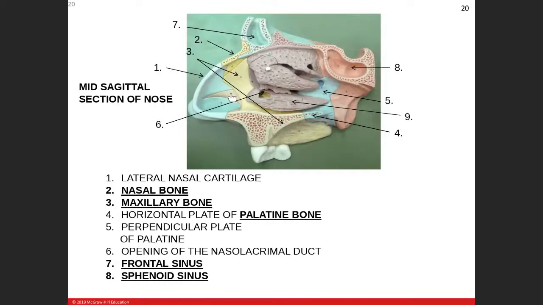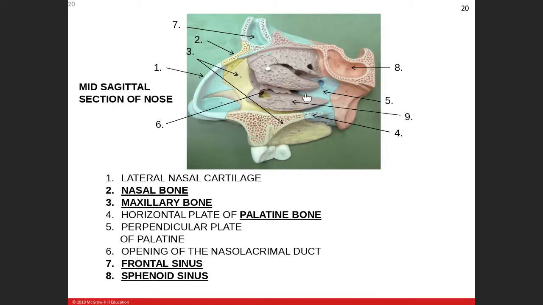Basically, what this picture is showing you is the different bones that are involved in the nasal cavity. Here is the frontal sinus, the sphenoidal sinus. We have our nasal cartilage on either side. And then we have our turbinates, or the concha bones: the inferior nasal concha, middle nasal concha, superior nasal concha. When it's covered by the mucosal membrane, it creates those turbinate structures.